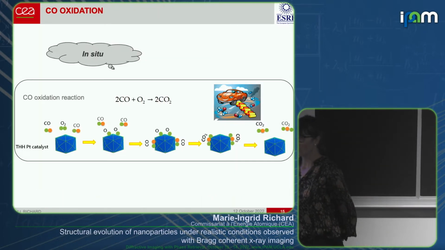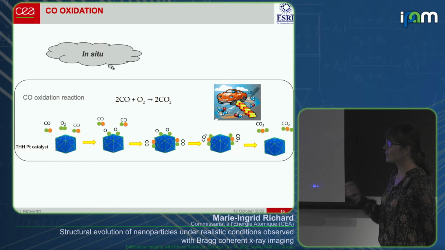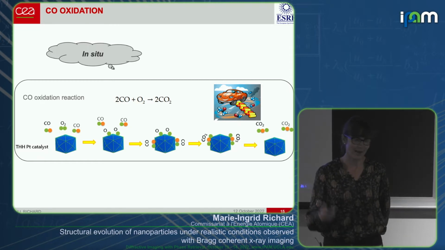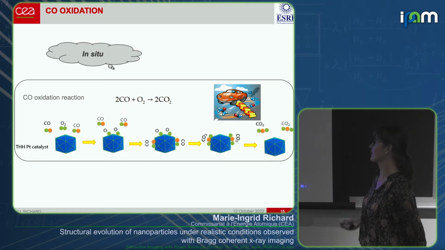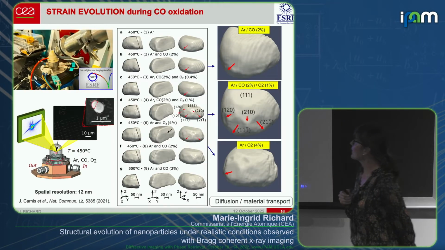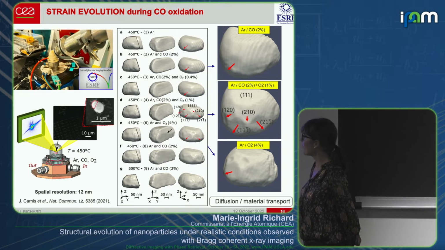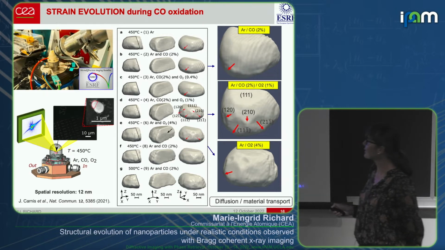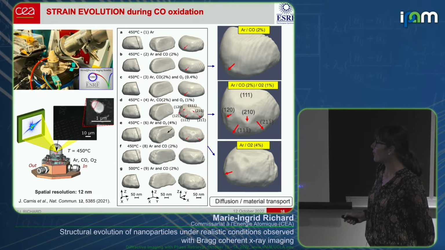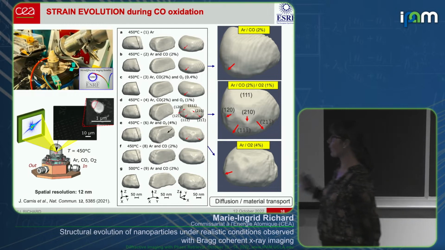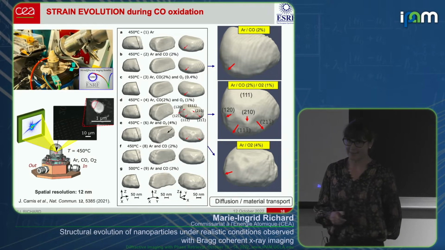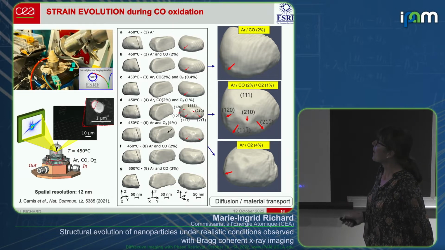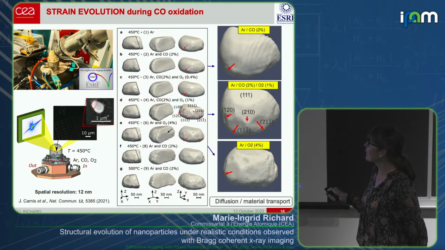Now I want to show you some results of what we can get during a reaction. We look at the CO oxidation reaction, which occurs in car exhaust. We again have our platinum particle, and we measure it with the gas reactor here. We have to work at 450 degrees to activate the reaction. We are flowing gases, and here you can see some reconstructions of the particle at 450 degrees with different gas mixtures.